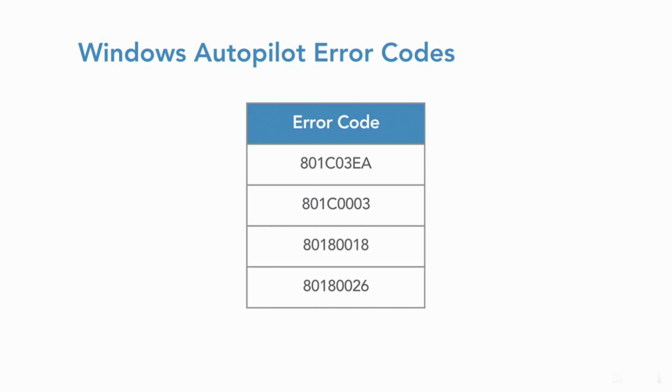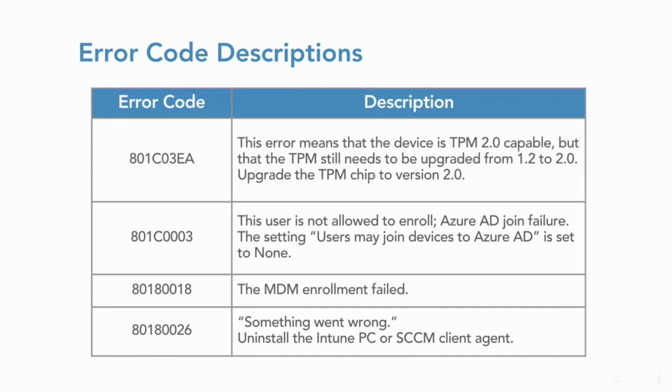Whenever a major issue occurs, error codes are generated by Windows. They can be viewed using the Event Tracing for Windows tool. Error codes have a specific meaning, and therefore they can help you resolve issues. We can see some examples of Windows Autopilot error codes on screen. You'll find more information about your problem when reviewing error code descriptions as shown in the table on screen.